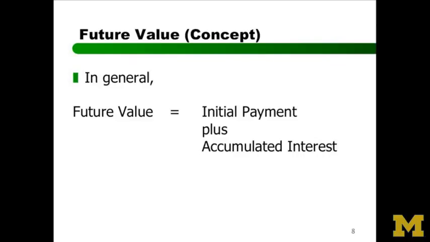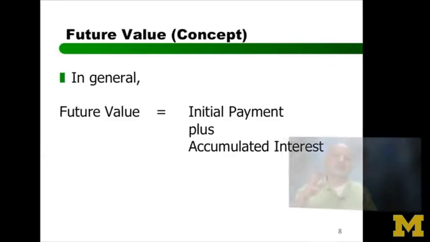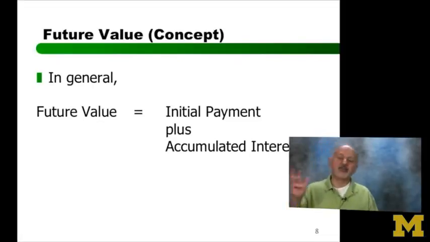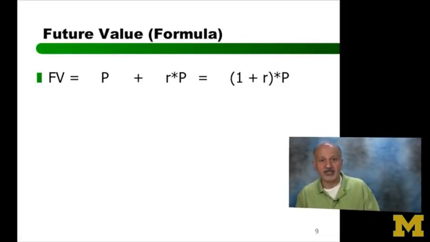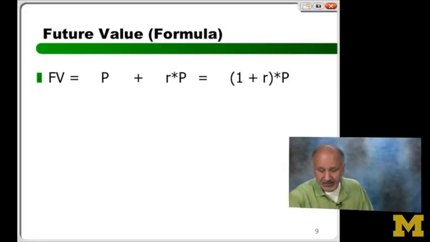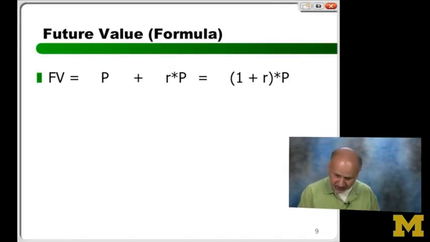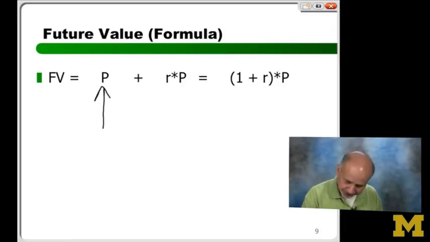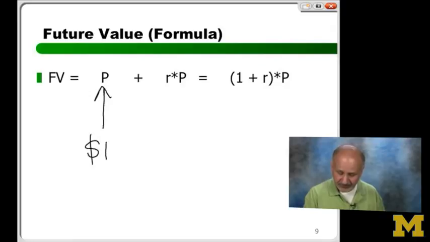So the problem becomes very straightforward. You put in $100, you get $100. But then you get 10% on the hundred, which is $10. So you get 110. So this is the formula. So if I were to ask you, what is it related to the problem that we just did? So what is this P? P is your initial payment of $100.